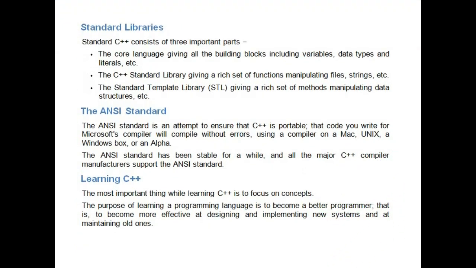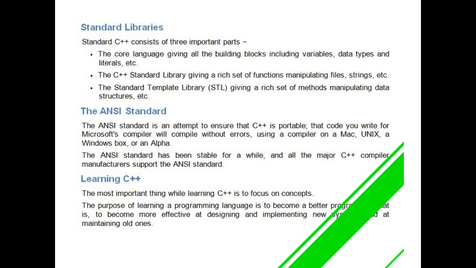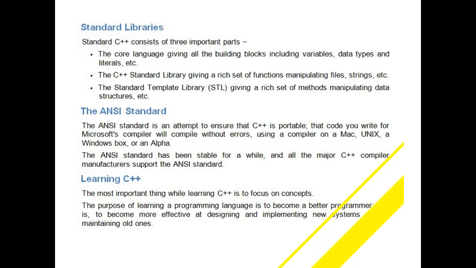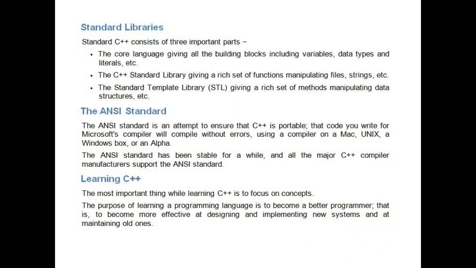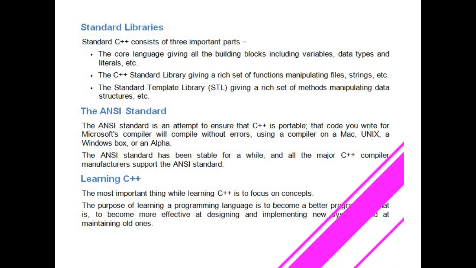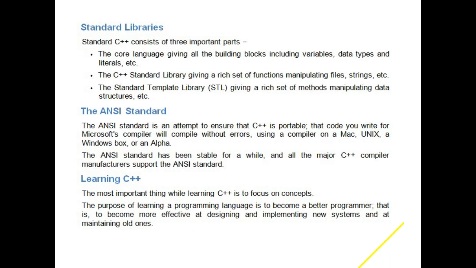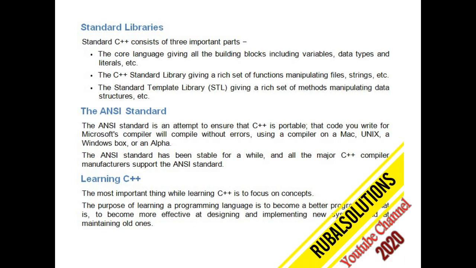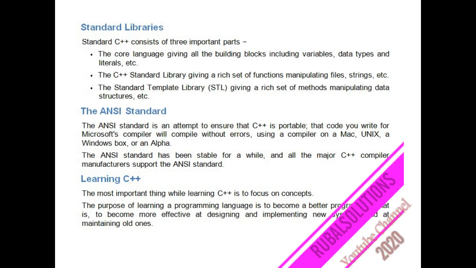Now the standard libraries. Standard C++ consists of 3 important parts. The core language giving all the building blocks including variables, data types and literals. Second, the C++ standard library giving a rich set of functions manipulating files, strings, etc. Third, the standard template library giving a rich set of methods manipulating data structures, etc.